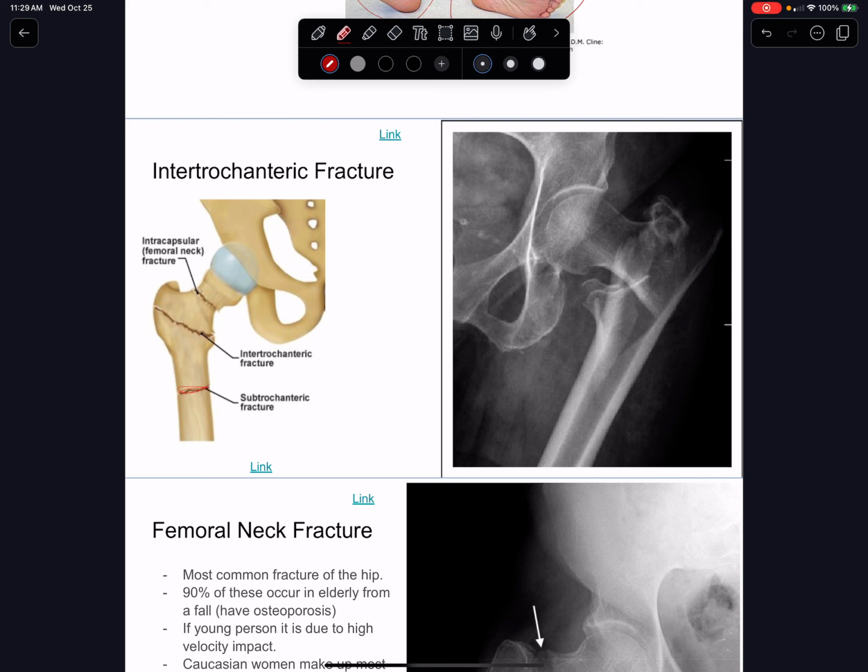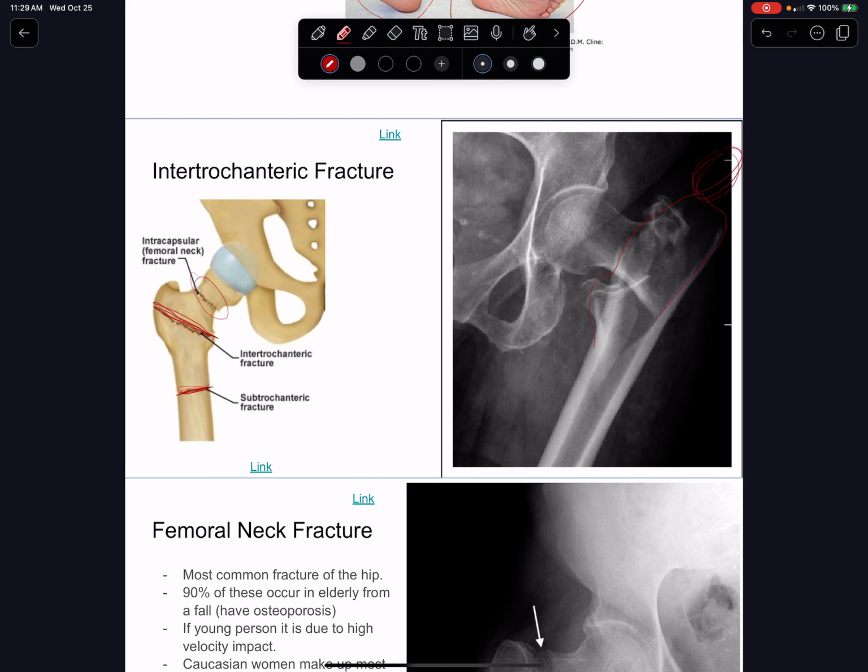Intertrochanteric fracture. So we have our femoral neck fracture, which is the most common proximal hip fracture, but also between the greater and the lesser trochanter, that is called the intertrochanteric fracture, and this is the subtrochanteric fracture below the intertrochanteric. So what happens when the intertrochanteric is fractured, if it's a complete fracture, it's going to cause a complete displacement of the femoral shaft from the femoral neck. So here is our femoral shaft. It's kind of going like this. It's sticking out of the hip up here.